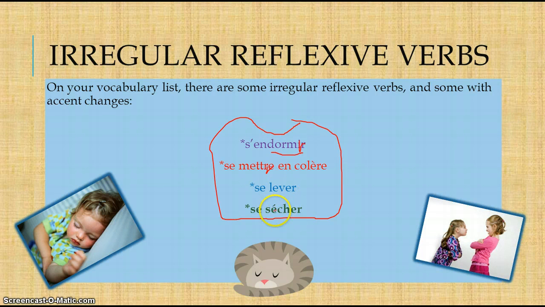However, se lever and se sécher, they are only slightly irregular, and the reason why they're on this list is not because their endings are different from normal ER verbs. They're on this list because of their accent marks. And notice in the infinitive for se lever, there's not even an accent there. However, in the conjugations, there are accents. So you still have the E, ES, E, ONS, EZ, ENT endings for se lever and se sécher, but they're irregular because of their accents.